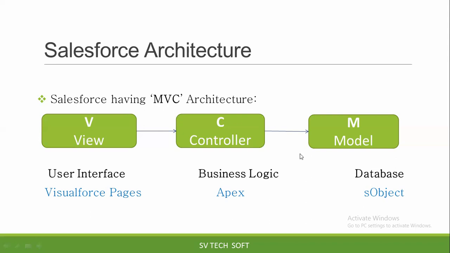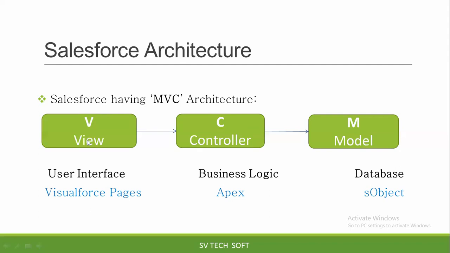What is model? Model comes under database. V is nothing but view. View comes under user interface, meaning front end. We can call it either front end or user interface. Then C comes under controller, business logic. We can call this one a middle layer also. Clear? Okay. We can call it a middle layer or business logic.